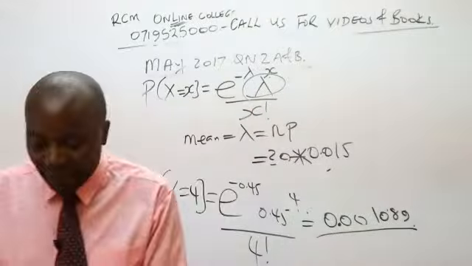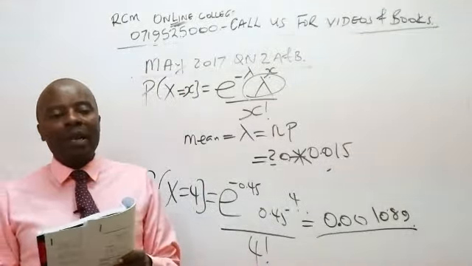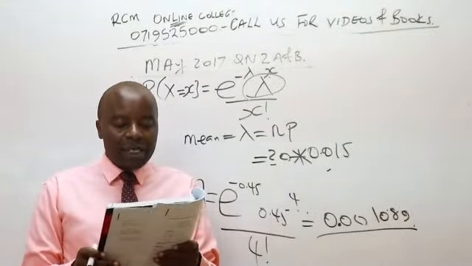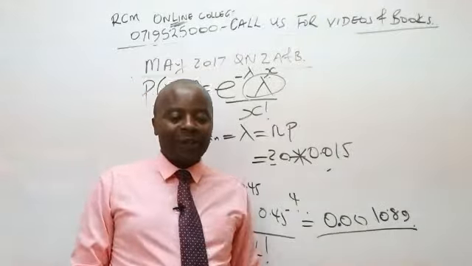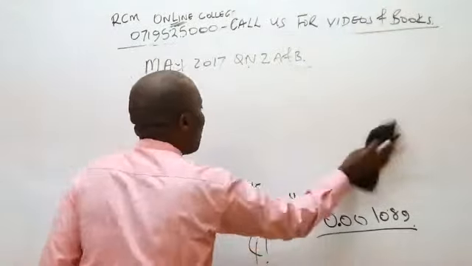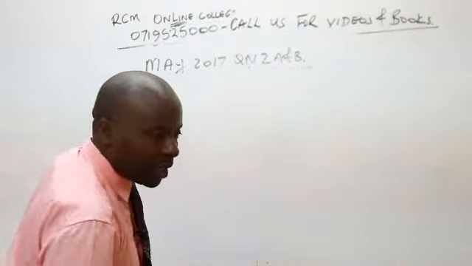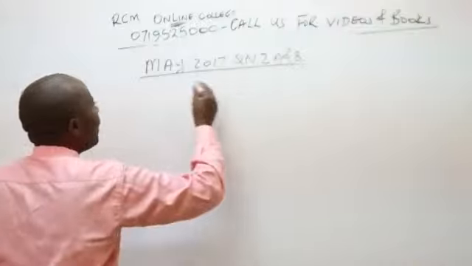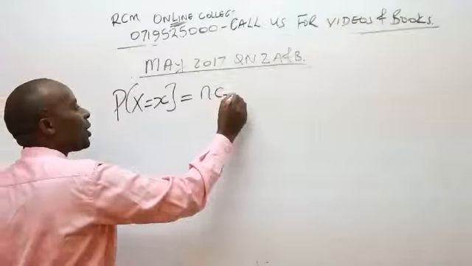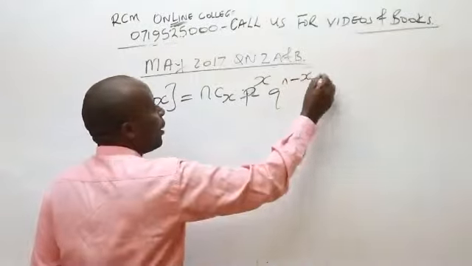And then now we go to number 2 straight away, where they want us to evaluate the same probability, but this time around, ladies and gentlemen, using the binomial probability distribution. Binomial is very easy. It is n combinations x, p raised to x, q raised to n minus x.